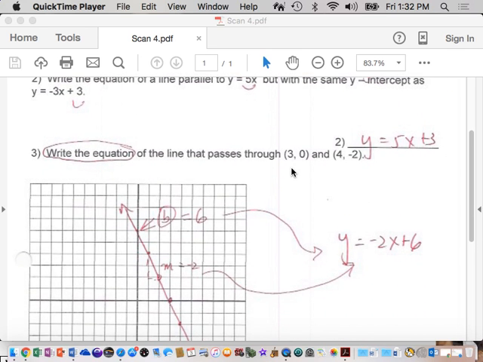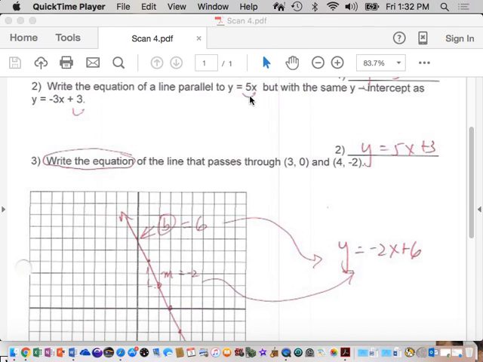Okay, next. Write the equation of a line parallel to y equals 5x with the same y-intercept as y equals -3x plus 3. In this particular case, again, y equals mx plus b. If it's parallel, it's the same slope, so the slope has to be 5. And it says it's the same y-intercept as this one, so it has to be 3. So therefore, I get y equals 5x plus 3.